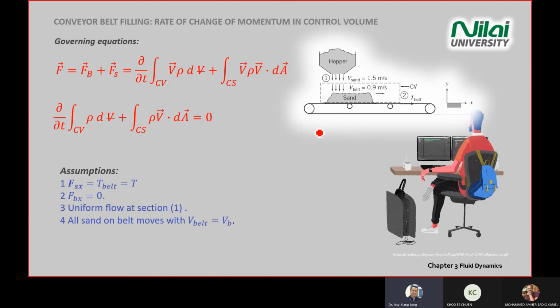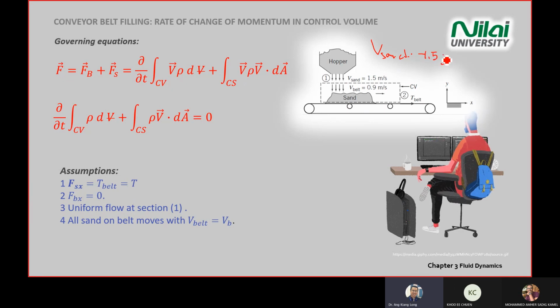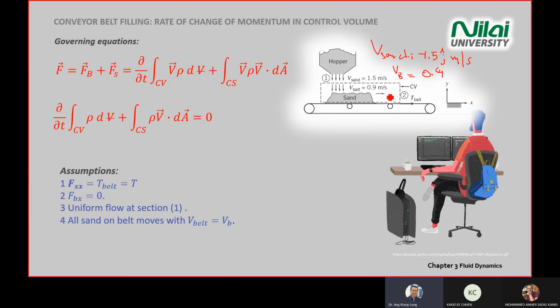When the sand drops here, it will move according to the velocity of the belt at 0.9 meters per second. So there are two speeds here. One is the sand from the hopper, entering at 1.5 in the y direction, and the other is in the x direction. It's good to always convert the numbers into vector form. For example, v sand equals negative 1.5 j hat meters per second, just to remind yourself that this component is going down in the y direction. And v belt will be equal to 0.9 i hat meters per second, positive because it's along the x-axis. i means the x direction.